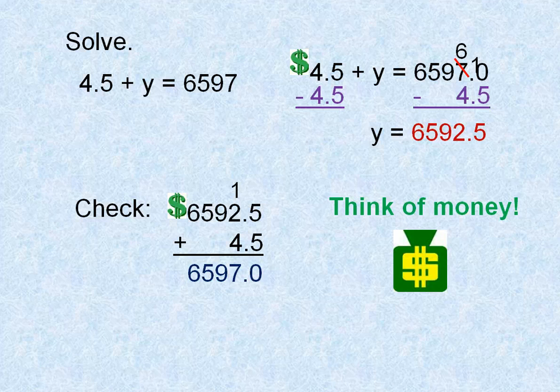0.0 you can drop. This is a whole number. So just put the decimal point and 0 when you need it. We can drop it now in our final answer. All right, good luck in solving equations.